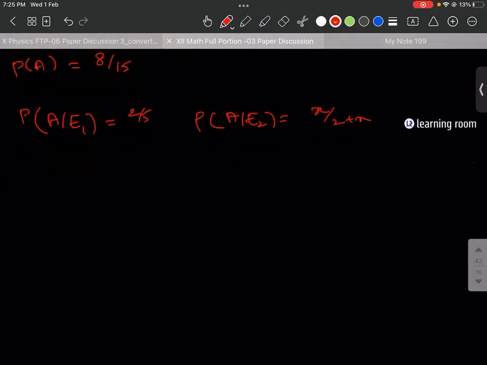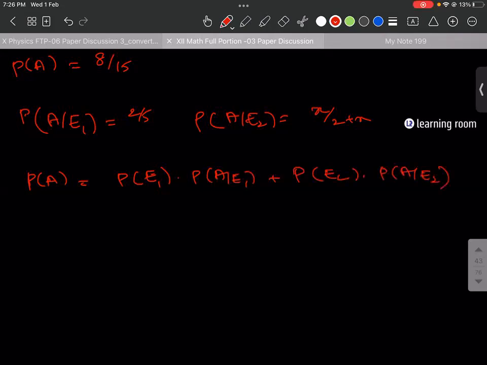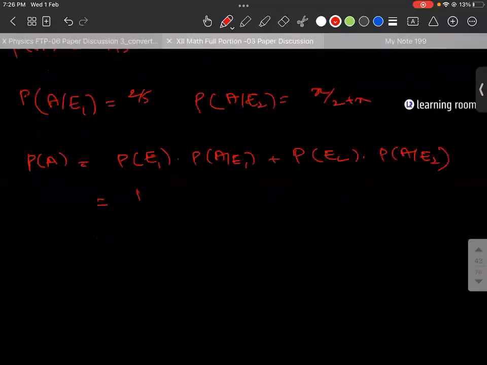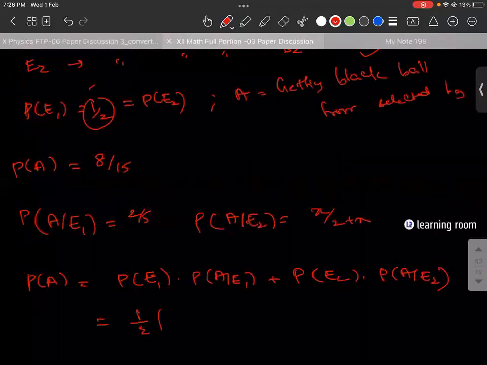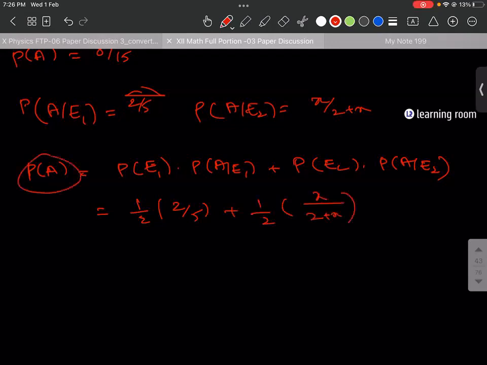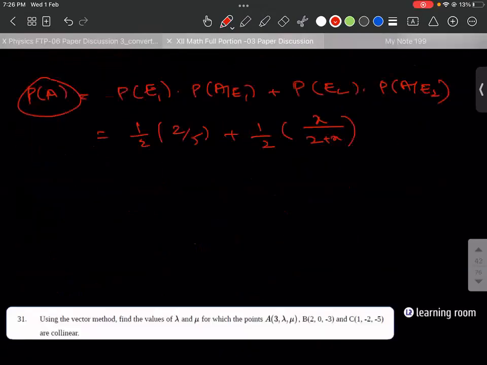So can I write the total probability as probability of A is equal to probability of E1 into probability of A given E1 plus probability of E2 into probability of A given E2. Probability of E1 is half. Probability of A given E1 is 2 by 5. Plus probability of E2 is half, A given E2 is X divided by 2 plus X. What is the probability of A? It is 8 by 15.